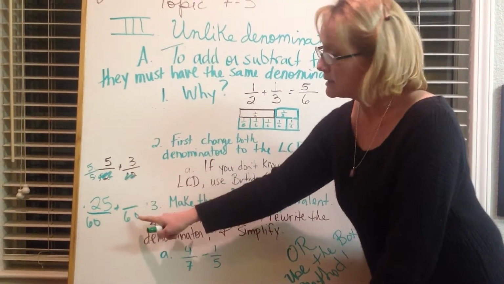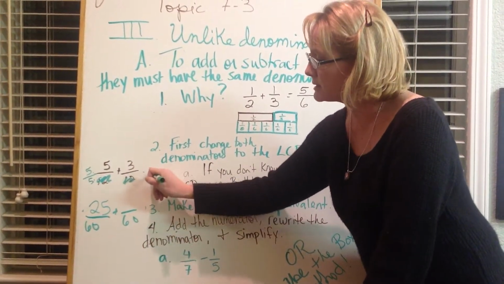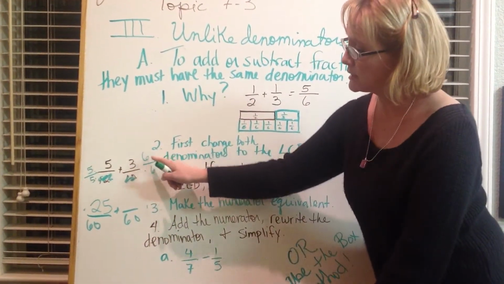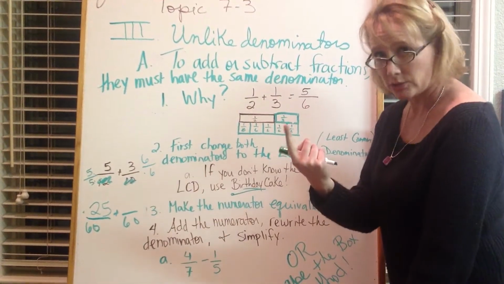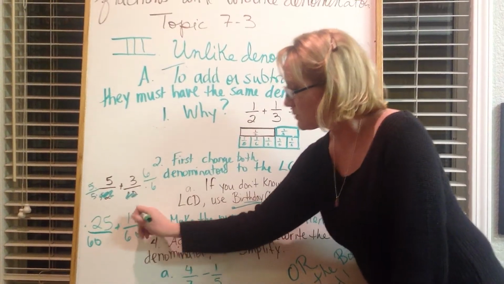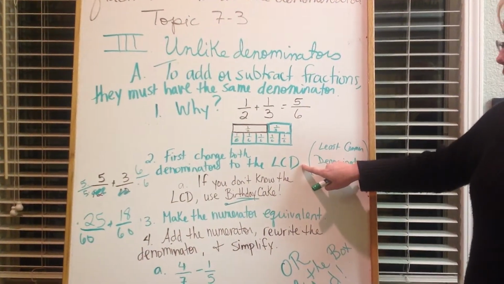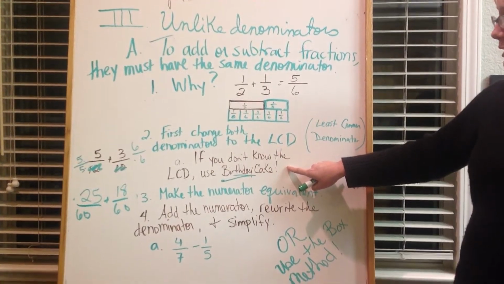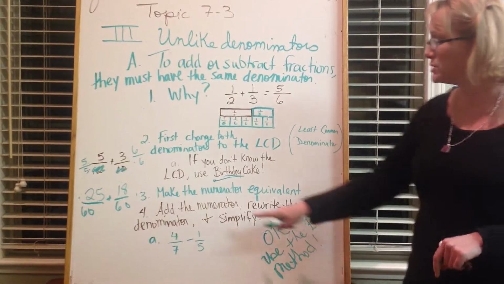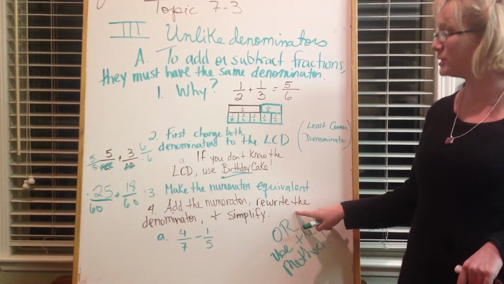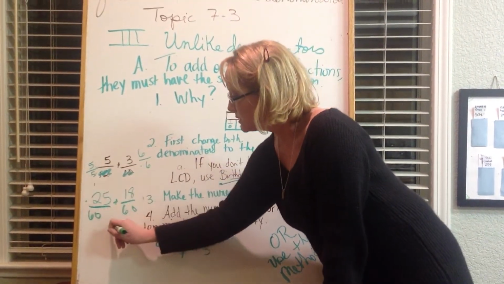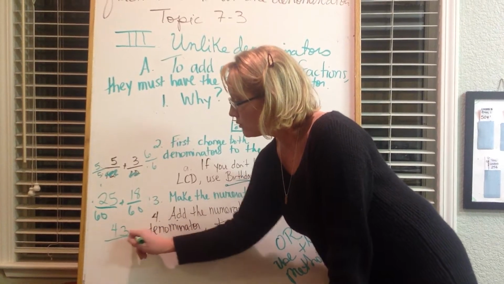Now we multiplied our 10 by 6 to get 60, and since I multiplied the bottom by 6, I have to be fair, laws of equality, and multiply the top by 6. And what is 6 over 6? It's really just a 1, so you're allowed to do that. 10 times 6 is 60, and 3 times 6 is 18. So I changed the denominator. We used our birthday cake method to find our least common denominator. I made the numerator equivalent by multiplying the top and the bottom. And now I'm going to add the numerators and rewrite the denominator and simplify. So I'm going to add 25 and 18. So 25 and 18 is going to be 43 over 60.